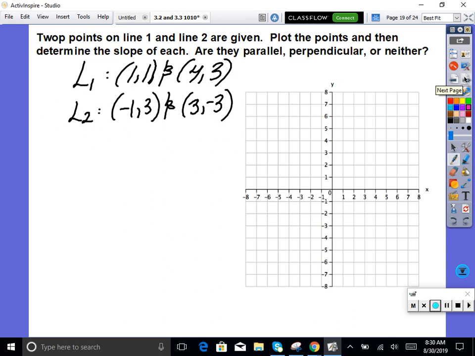Okay, so let's read this. Oh, there's a little typo there, but that's okay. It says 2 points on line 1 and line 2 are given. Plot the points and then determine the slope of each. Are they parallel, perpendicular, or neither?